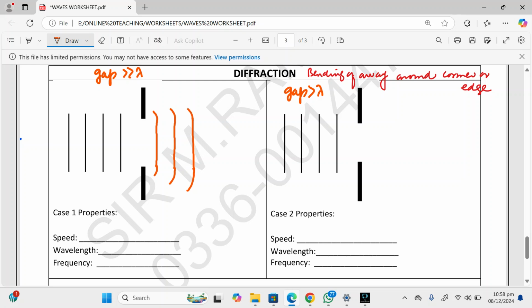Now, this is the situation when the gap size is very big as compared to the wavelength. In case number two, the gap size is bigger than the wavelength, so there would be a bit more bending. In the first case there was the least bending. In case number two, it's a bit more bending.